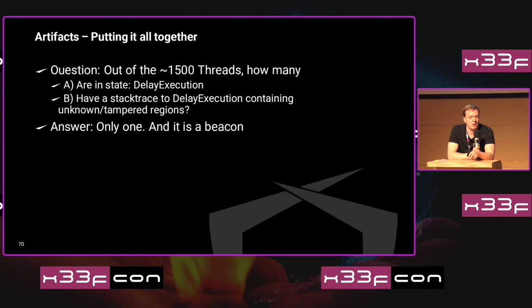And now the question is, out of the 1,500 threads I have on my machine, how many of these are in delay execution and have a stack trace to delay execution which contains unknown or tampered regions? The answer is only one, and it's a beacon.